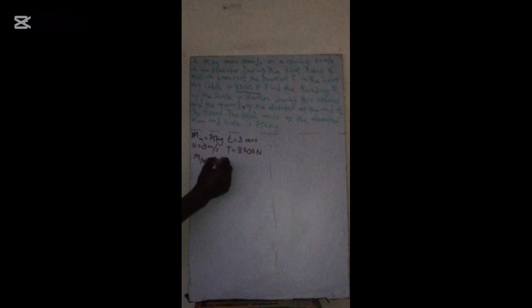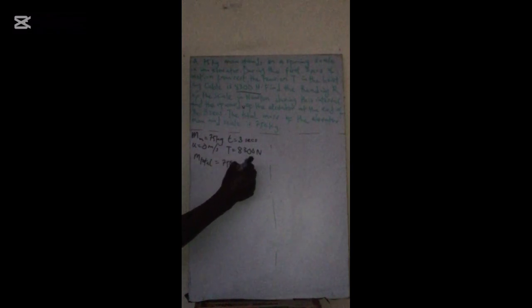So the total mass of the elevator, the man and the scale is 750. So we have m total is equal to 750 kg. I want us to solve this question and send the answer to the comment section. I will just give the formulas. The formulas are going to be still the same formulas.